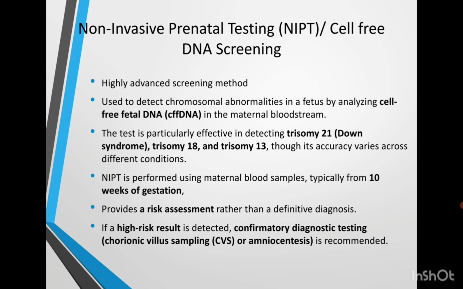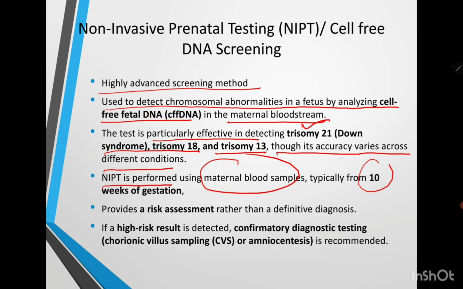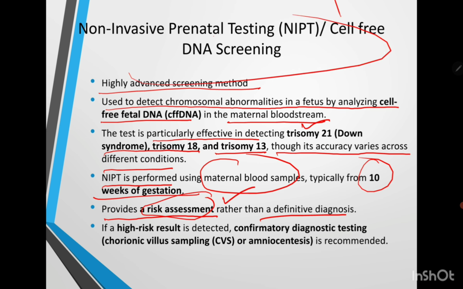So non-invasive prenatal testing, cell-free DNA testing, is a highly advanced screening method used to detect chromosomal abnormalities in the fetus by analyzing cell-free DNA in the maternal bloodstream. The test is particularly effective in detecting trisomy 21, Down syndrome, trisomy 18, and trisomy 13, though its accuracy varies across different conditions. NIPT is performed using a maternal blood sample. Typically you have to take it after 10 weeks of gestation, because the fetal fraction is not formed before 10 weeks. It provides a risk assessment rather than a definite diagnosis. Very very important statement: risk assessment only, not a definite diagnosis by NIPT.